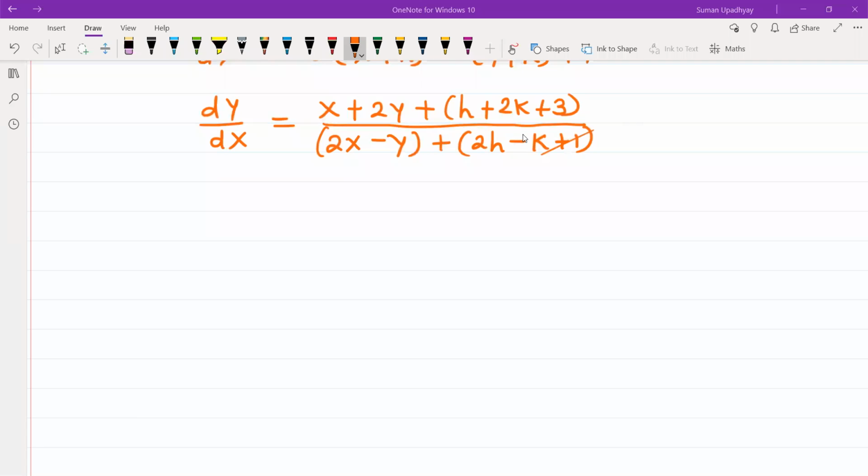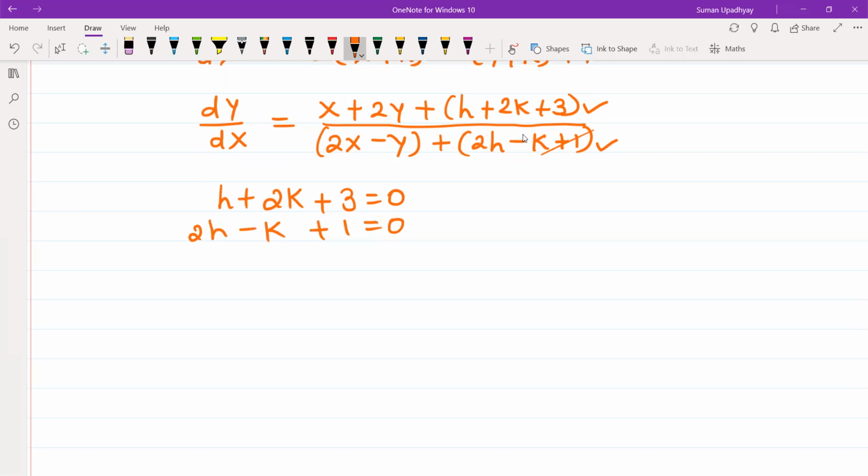So far, we took the substitution and substituted it in equation number 1, which was our given question. Now it is not a homogeneous differential equation. Why is it not? Because the constant term is still there. In a homogeneous equation there should not be any constant term, because a constant term has degree 0. So this constant term should not be there, so I'm going to equate them to 0. So h plus 2k plus 3 equals 0 and 2h minus k plus 1 equals 0.